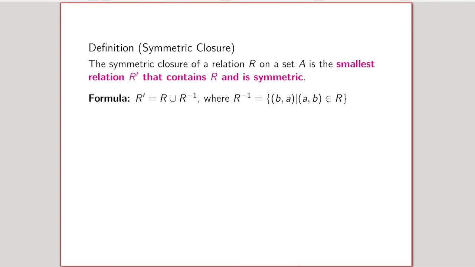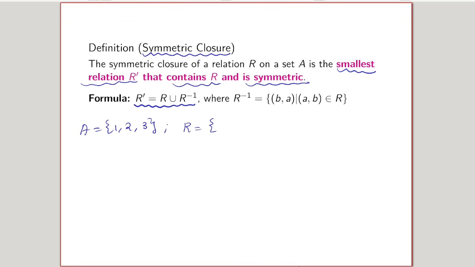Next we are going to see symmetric closure. The same definition applies. It is the smallest relation R dash that contains R and it should be a symmetric relation. The formula is R dash equals R union R inverse. R inverse is nothing but interchanging the places of the ordered pairs. For example, I take the set A as 1, 2, 3 and the relation R as (1, 1), (1, 2), (2, 3).